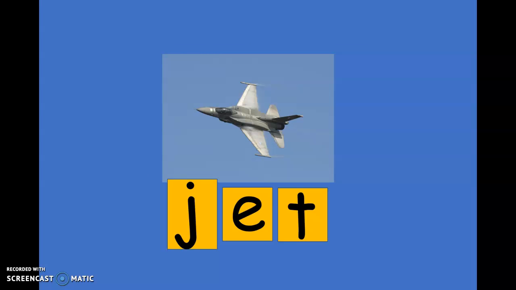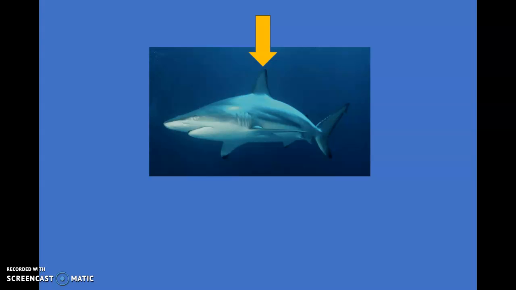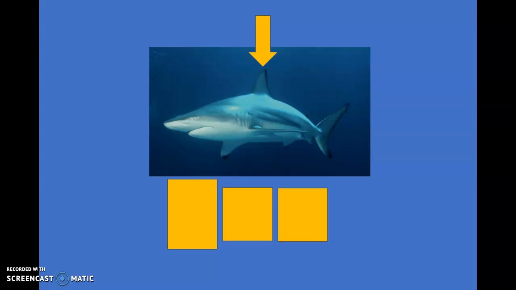Let's try another picture. Now you'll see this photograph is a shark, but the arrow is pointing to the fin. That's the word we're going to practice here. Let's count those sounds first, one sound at a time. F, i, n. Fin. Now let's see if we can match those letters to those sounds. F, i, n. Fin. Very good.